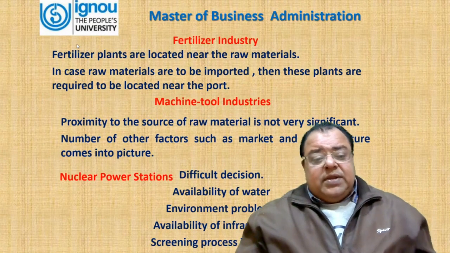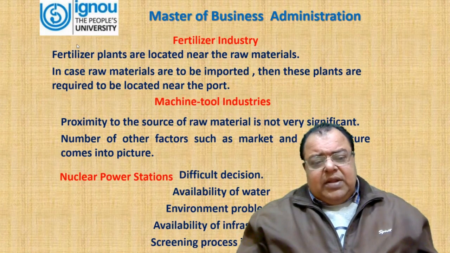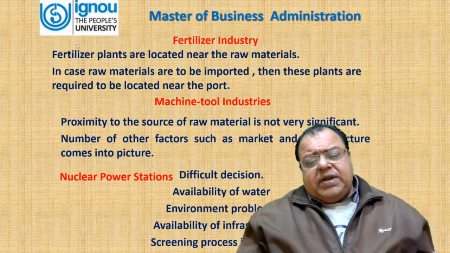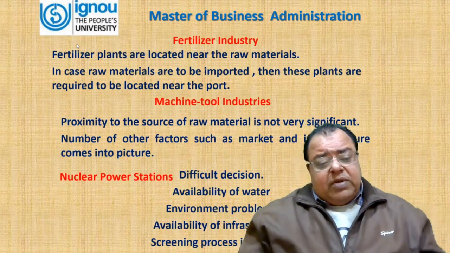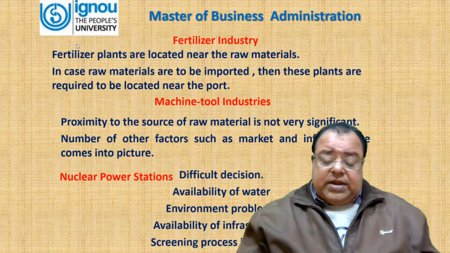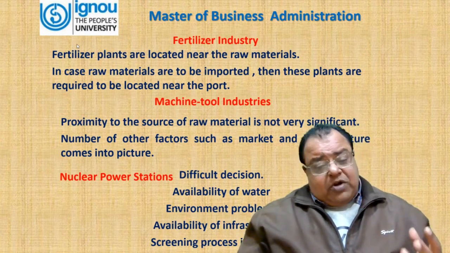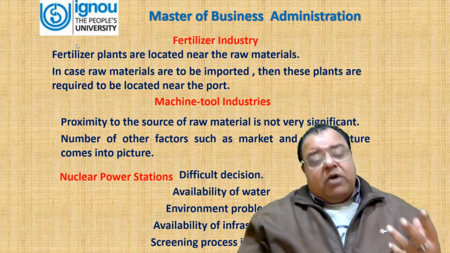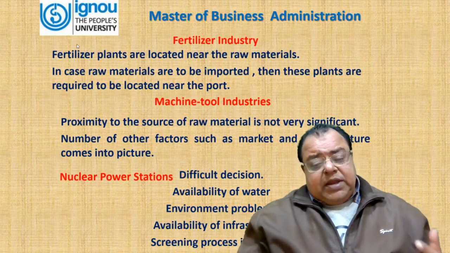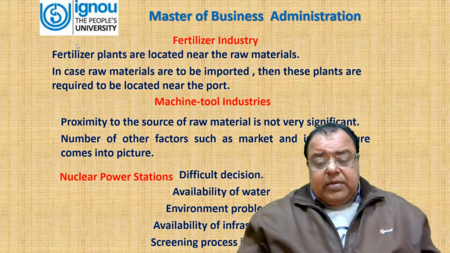Machine tool industries: proximity to the source of raw material is not very significant. A number of other factors such as market and infrastructure come into the picture. And if we talk about nuclear power stations, it is no doubt a difficult decision. A lot of water is required, so we have to see the availability of water, environmental problems, availability of infrastructure, and a screening process is required.